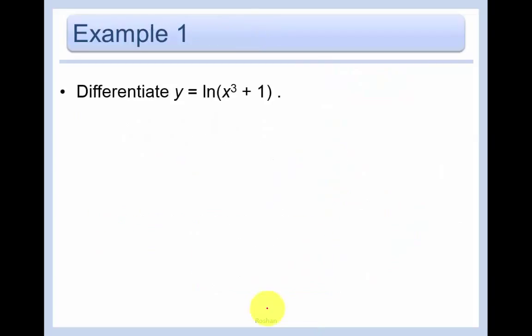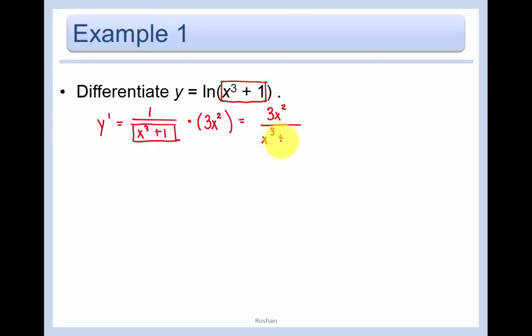Okay, so now we can move forward and let's do our first example. Differentiate y equals ln of x cubed plus 1. So clearly this is our baby and we're going to need to chain this right here. So y prime equals the derivative of ln box is 1 over box, and so that's just our x cubed plus 1, and then we need to chain it, so the derivative of x cubed plus 1 is just 3x squared plus 0. So we get 3x squared over x cubed plus 1.